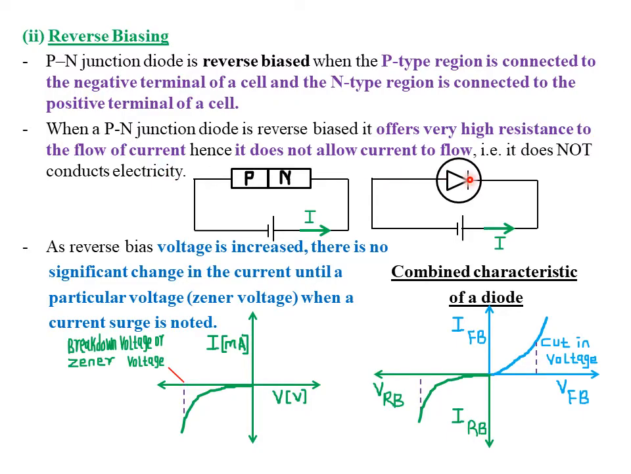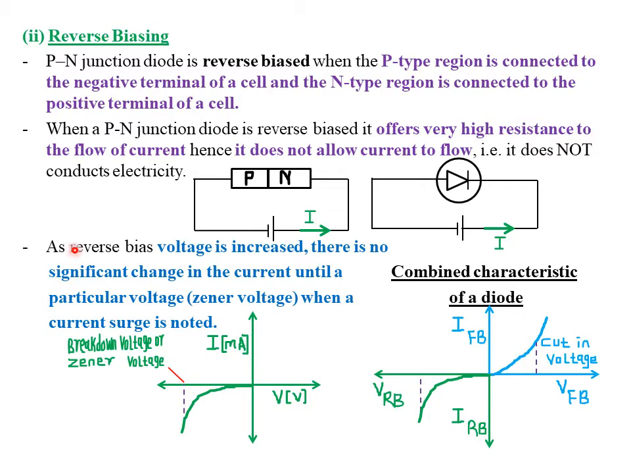So you can see the N-type region of our diode is connected to the positive terminal of the cell, and the P-type region of our diode is connected to the negative terminal of our cell. Therefore, this particular diode is said to be reverse biased or reverse connected, and therefore it is going to offer very high electrical resistance to the flow of current, and therefore it does not allow the current to flow through. Therefore, it does not conduct electricity. Unlike the case of forward biasing, whereby the PN junction was allowing flow of electrical current.